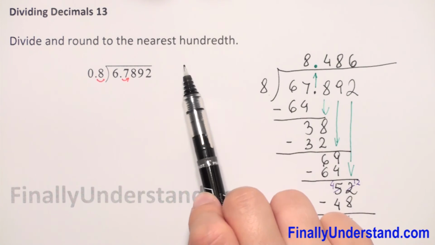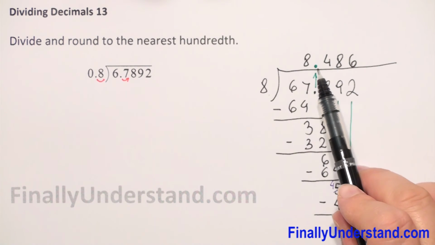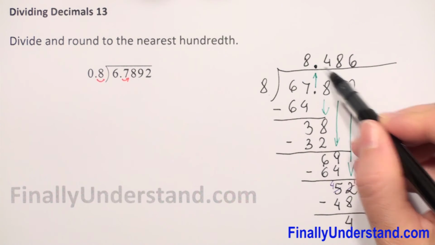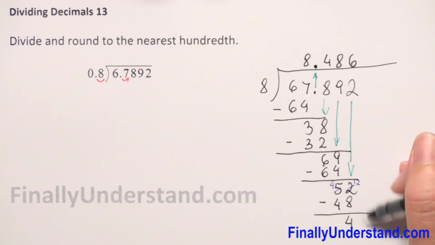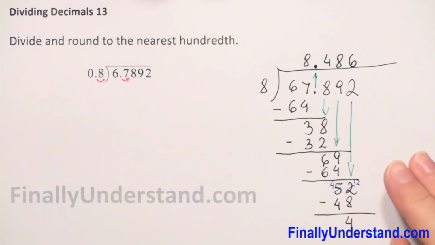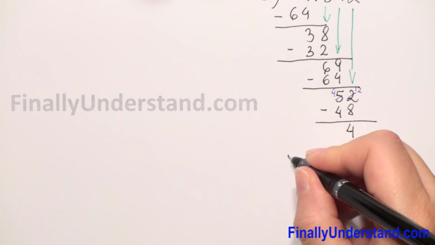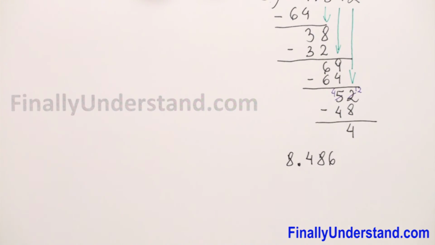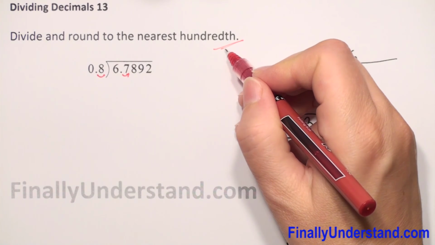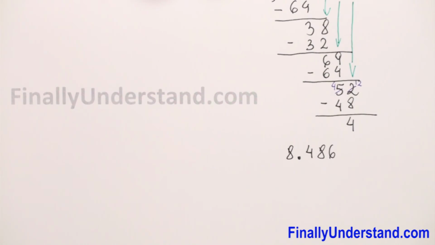Like I said, because we need to round to the nearest hundredth, we need 3 digits after decimal point. We now have 486. So we don't have to do any more long division. We can stop at that moment. Let me rewrite our number. We have 8 decimal point 486. Because we need to round our solution to the nearest hundredth, so we need to underline our hundredth.